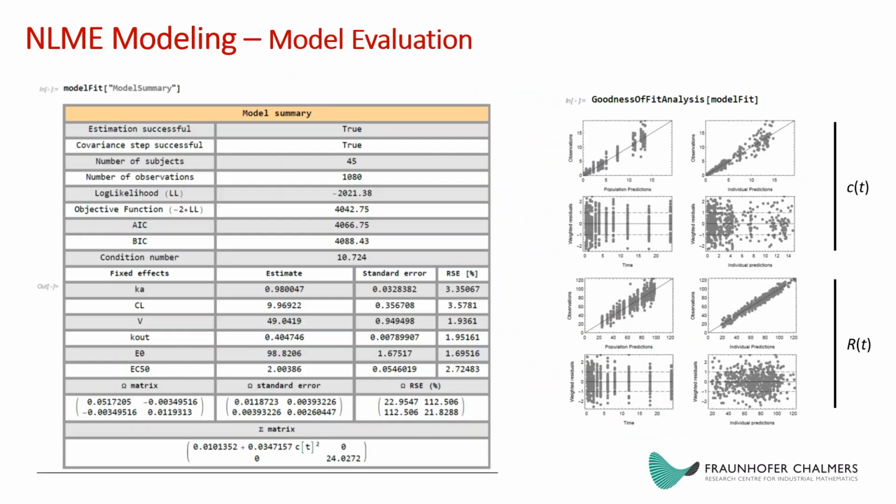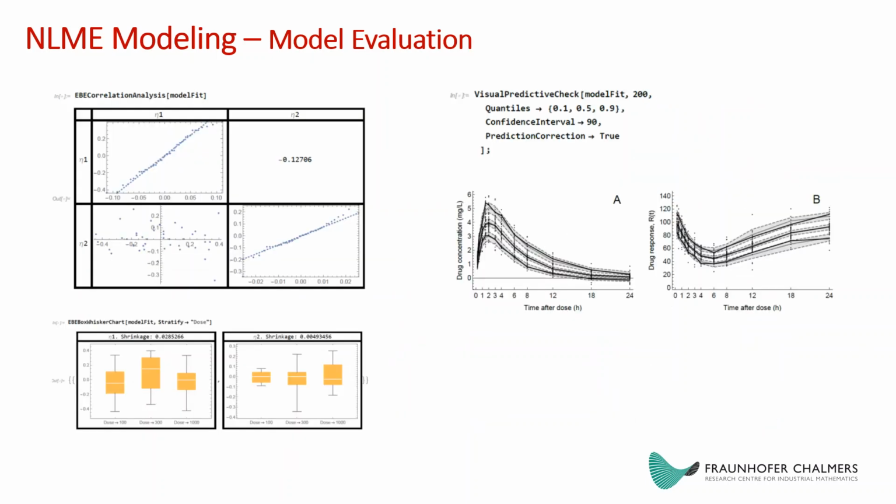The fitted NLME model object can be asked for the model summary, containing information about estimated parameter values, standard errors, etc. Model evaluation can be performed using the command GoodnessOfFitAnalysis, generating diagrams for observation prediction comparison and residual analysis. A common way to evaluate model quality in NLME modeling is by investigating the statistical properties of the so-called empirical Bayes estimates of the random effects. Another model evaluation tool is the so-called visual predictive check.